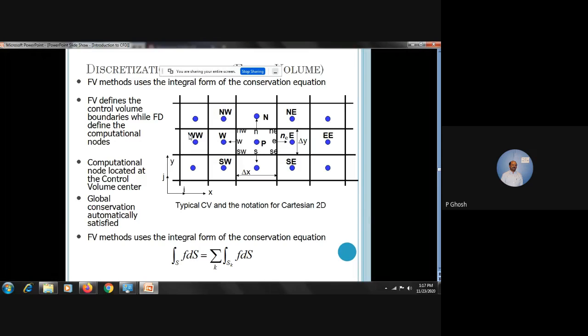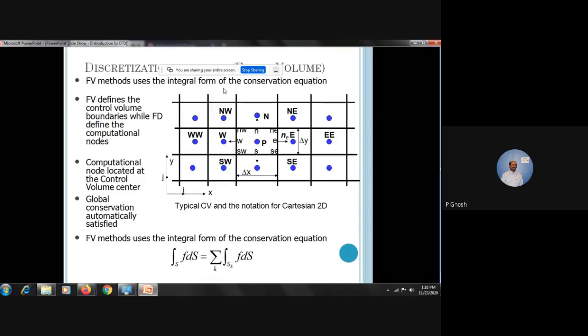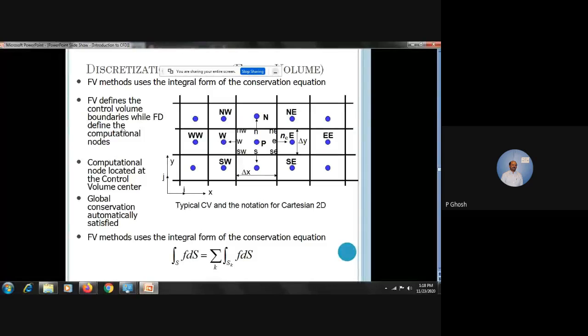And what is happening here is that you can fill up this control volume with any types of objects, because you are integrating over the surface and volume basically. So you can fill up this computational domain with regular or irregular objects, and that is called structured or unstructured grids, and that eventually helps to deal with the irregular object. So the finite volume method uses the integral form of the conservation equation, and finite volume defines the control volume, while finite difference defines the computational node located at the control volume center.